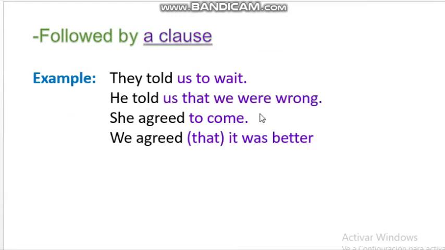Both. They could be followed by a clause. They told us to wait. He told us that we were wrong. She agreed to come. We agreed that it was better, or we agreed it was better. As you can see, after the verb, we have a clause. The clause could be different in the different examples that we can see.